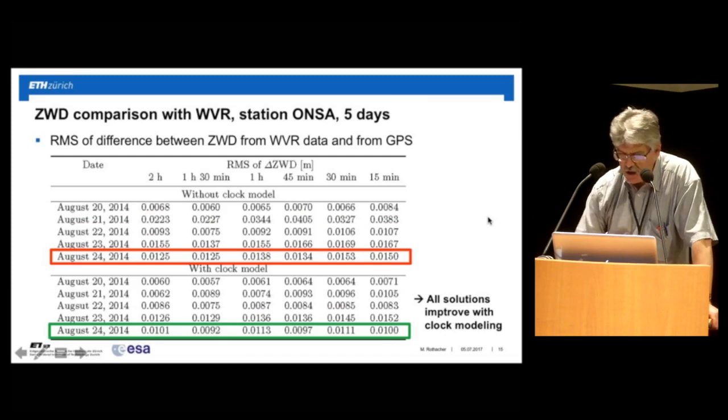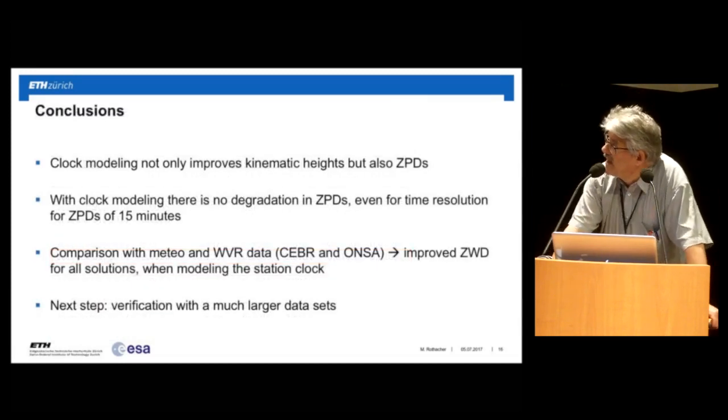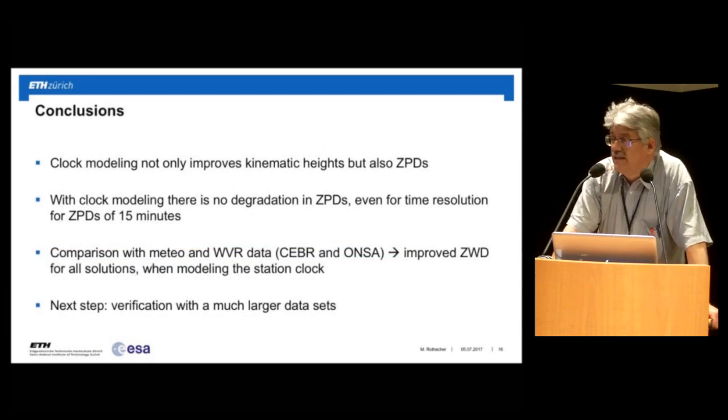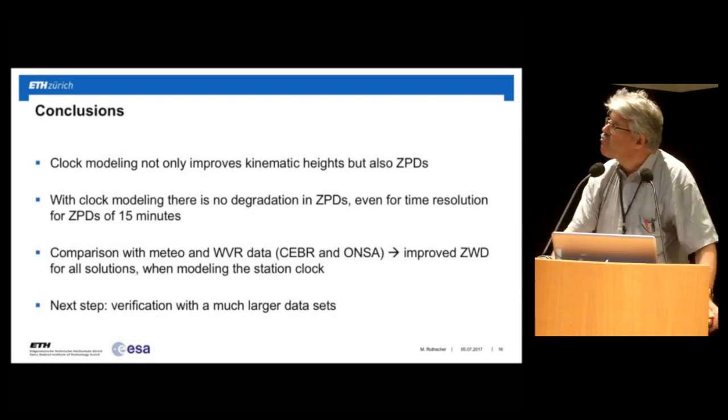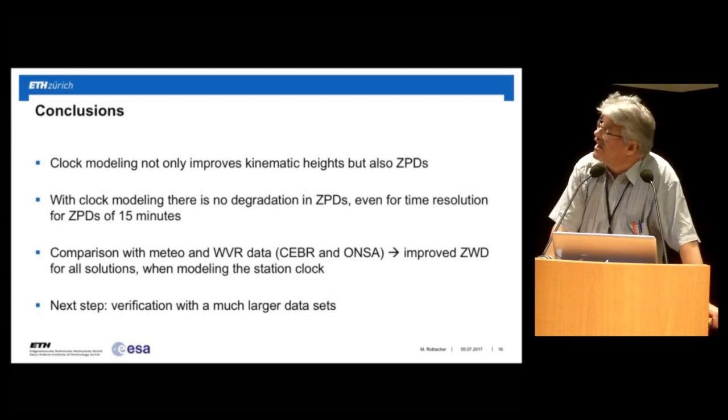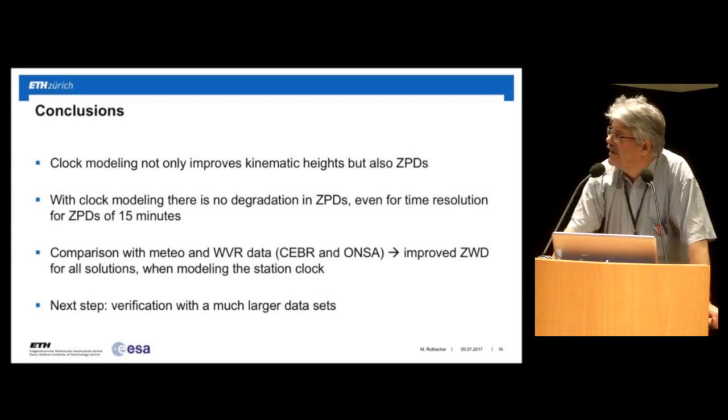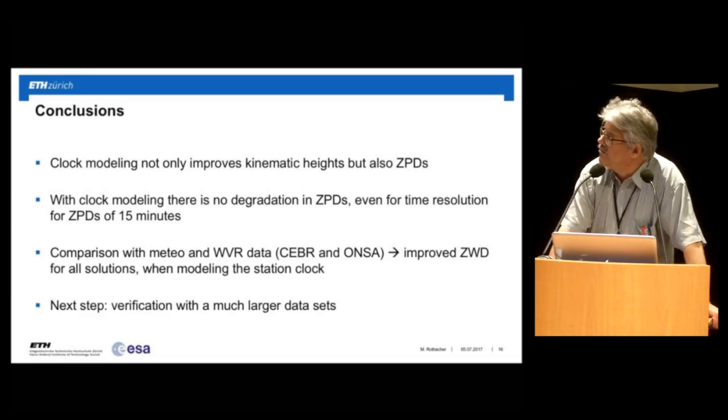So this leads me to the conclusions. Clock modeling not only improves kinematic heights, but also zenith path delays, which is, I think, obvious looking at the symmetry of kinematic heights, troposphere, and clocks in the middle. With clock modeling, there is no degradation of the zenith path delays whatsoever if you go to very high time resolutions. So you saw 15 minutes. I think you can easily go higher. And the comparison with meteo, or more importantly, with water vapor radiometer data, shows that the zenith wet delays are improved in all the solutions when we use such clock modeling.